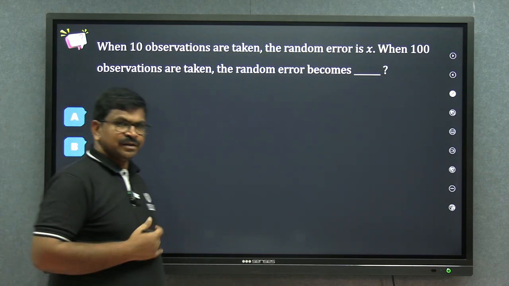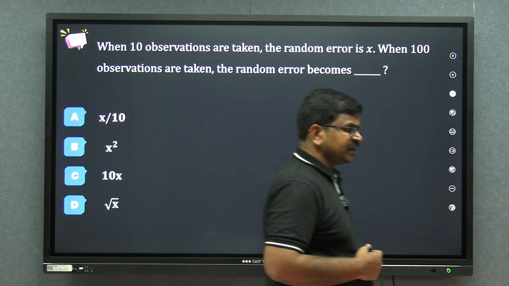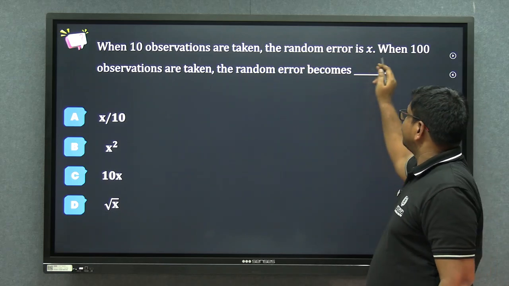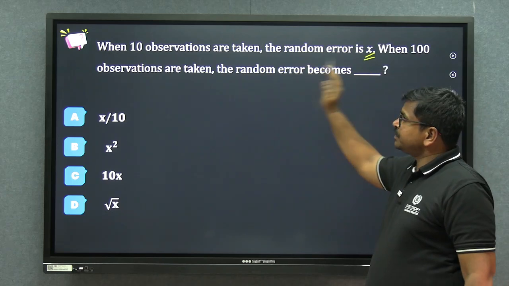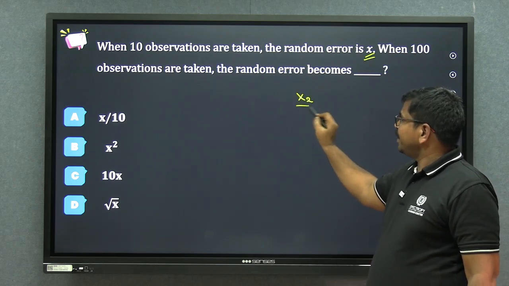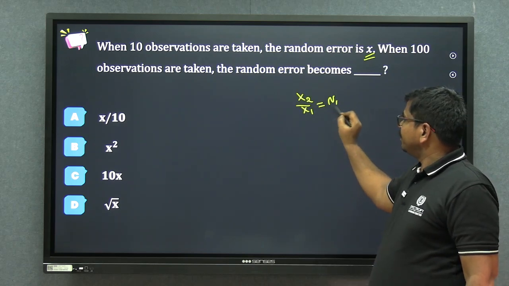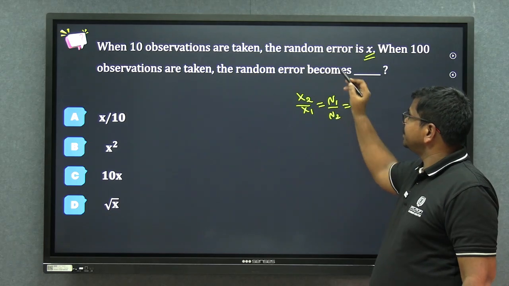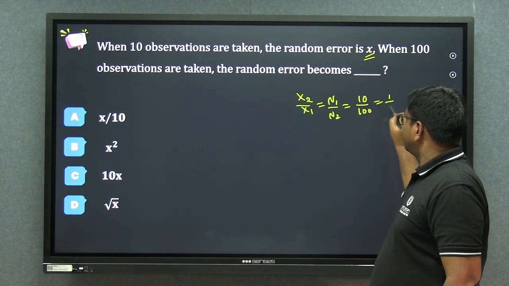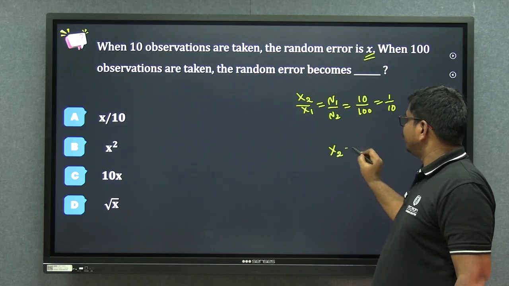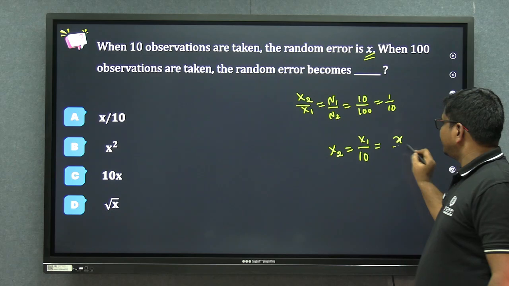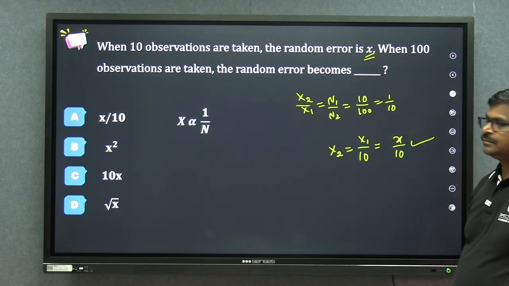There is a numerical application question, try this one. The data is given as: when 10 observations are taken, the random error is x. When 100 observations are taken, the random error becomes x2, with x2 by x1 equal to n1 by n2. What is n1? Initially 10 and finally 100. This is 1 by 10 and x2 equals x1 by 10, where x1 is x, so x by 10 will be your answer. Simple.